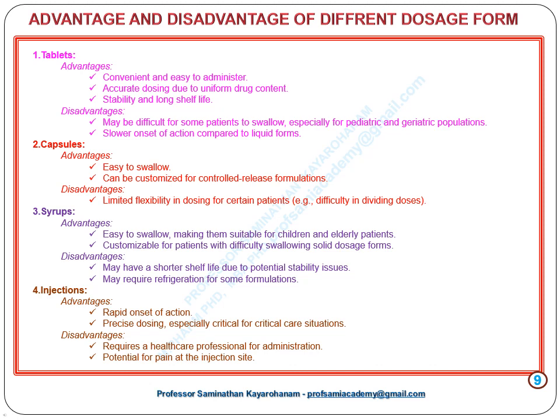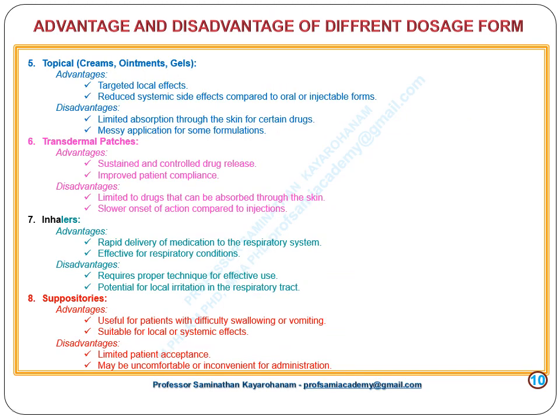4. Injections. Advantages: rapid onset of action. Precise dosing is especially critical for critical care situations. Disadvantages: requires a healthcare professional for administration. Potential for pain at the injection site. Advantage and disadvantage of different dosage form. 5. Topical. Creams, ointments, gels. Advantages: targeted local effects. Reduced systemic side effects compared to oral or injectable forms. Disadvantages: limited absorption through the skin for certain drugs. Messy application for some formulations.